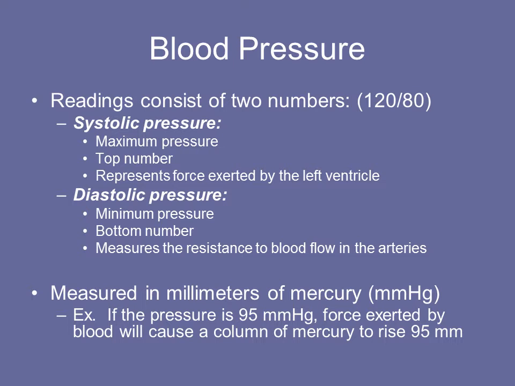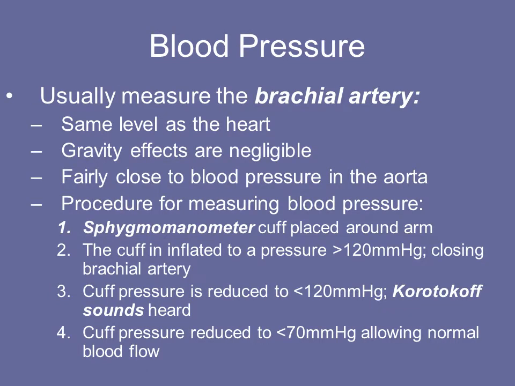Average blood pressure, we used to always say, was 120 over 80. Now some people prefer it to be more 110 over 70, just trying to get it down in the general public. Usually it's going to be measured in the brachial artery. You keep it at the same level as the heart, so that way the effect of gravity, you rule out that as a variable. It's fairly close to the blood pressure in the aorta.